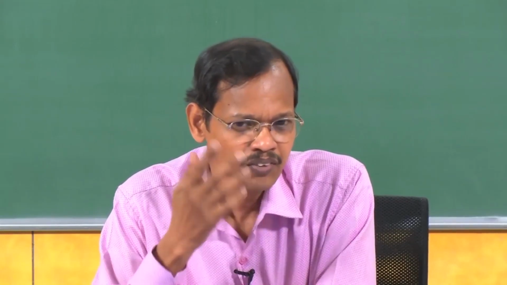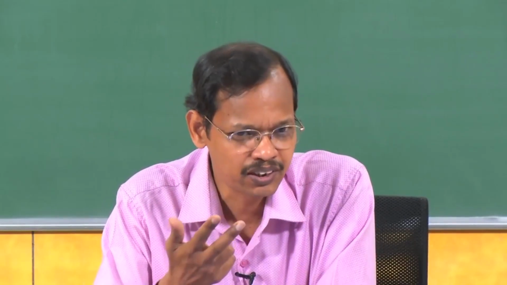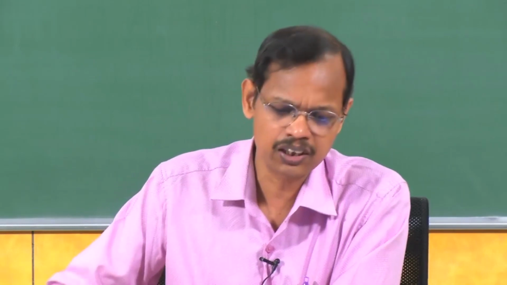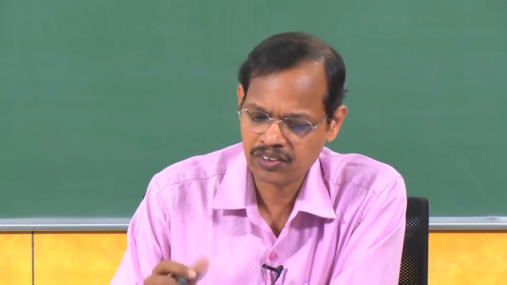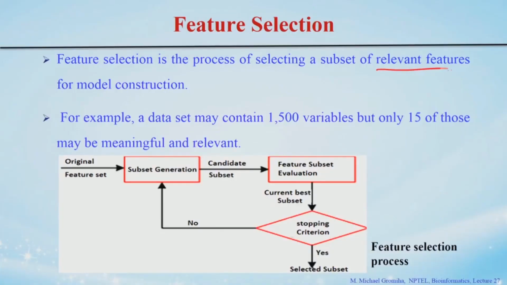So, we choose the features, take some of the features. This is why we need the subjective selection. If you need hydrogen donor or hydrogen acceptor, or hydrophobicity, or molecular weight, these features are important to explain the property of any ligand. So, we need to be very careful with the feature selection, what are the relevant features for constructing a model. For example, if we have a data set of 150,500 variables, only 15 of those may be meaningful and relevant. So, we need to take only the relevant information.